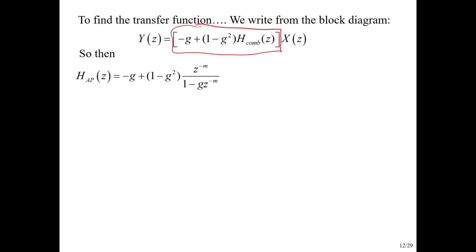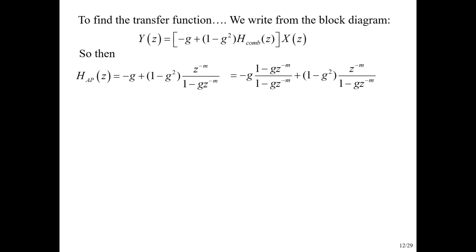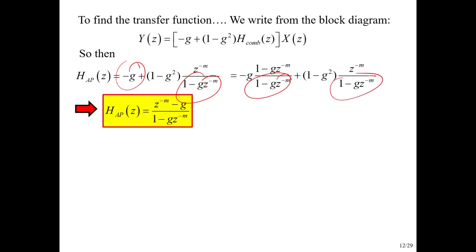So I just wrote it out and I've plugged in for the comb filter that we've already analyzed. Now just a little bit of algebra. We can find a common denominator between these terms and then combine all those over that one common denominator. A bunch of stuff cancels and we end up getting that.